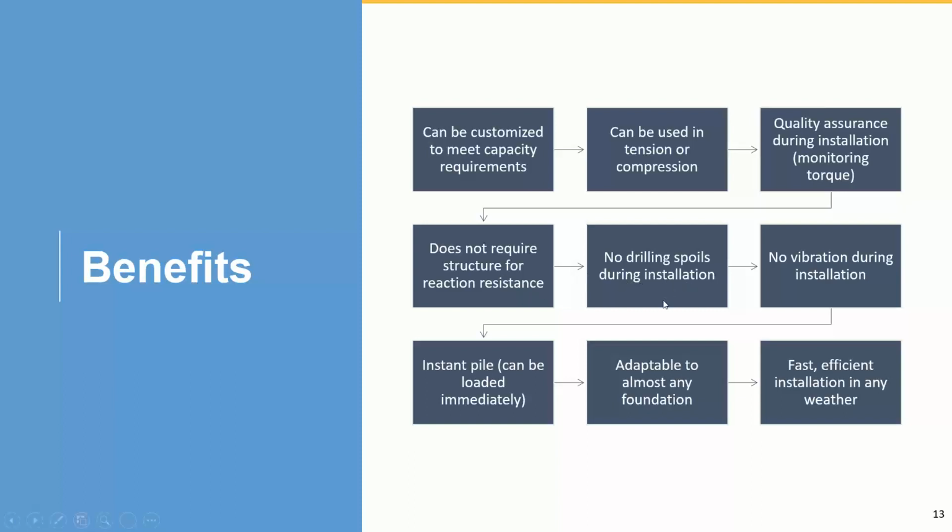There is no drilling spoil during installation. Also, when you install helical piles, you can load them immediately. You don't have to wait for the curing of concrete, as in the case of concrete piers. Once you're done, you just put the pile cap or the bracket and boom, you can load them immediately.